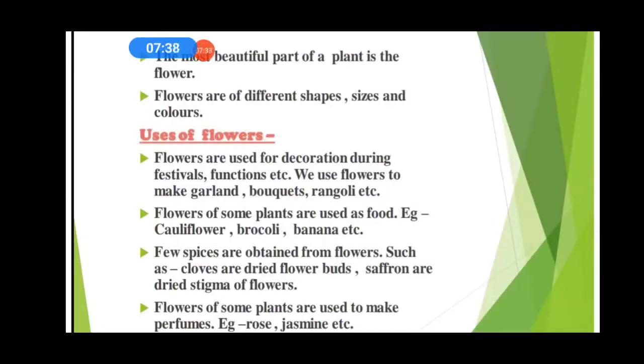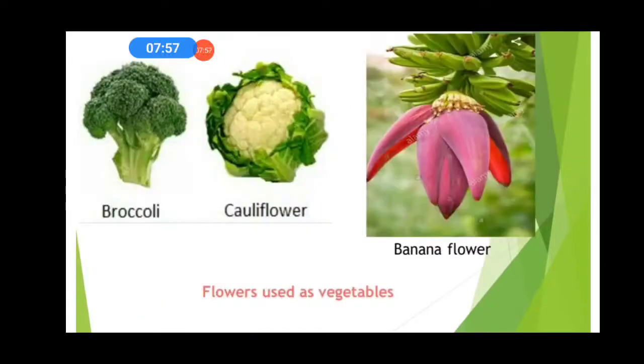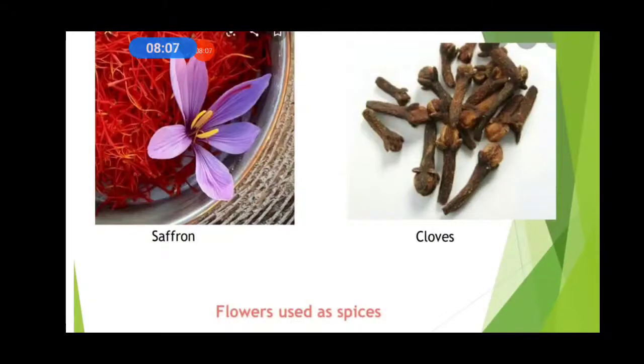Few spices are obtained from flower, like cloves, saffron. Okay, cloves are dried flower buds and saffrons are dried stigma of flowers. Next, flowers of some plant are used to make perfumes, like rose, jasmine. They help us to make perfume. Look at this picture, broccoli, cauliflower and banana flower. They are flowers but they are used as vegetables. Look here, saffron and cloves. They are spices. They are the part of flower.